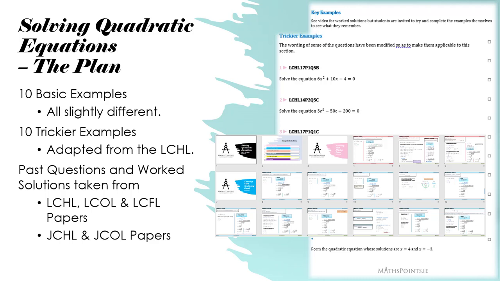There's also going to be 10 trickier examples. Some of these have been adapted from Leaving Cert higher level papers, and so if students are already familiar with quadratic equations and comfortable with that, they don't feel they have to necessarily revise the quadratic equations they would have seen in their junior cert, well then they can jump to those 10 trickier examples to see could they apply the knowledge to a Leaving Cert higher level paper. The other place we can go to if we want to practice quadratic equations and see the different ways that they can be asked on papers are the bank of Leaving Cert and Junior Cert past questions and worked solutions, which is attached to this lesson as well.